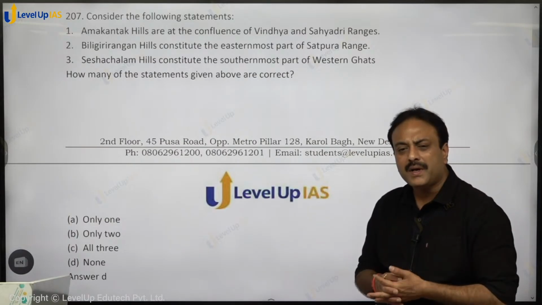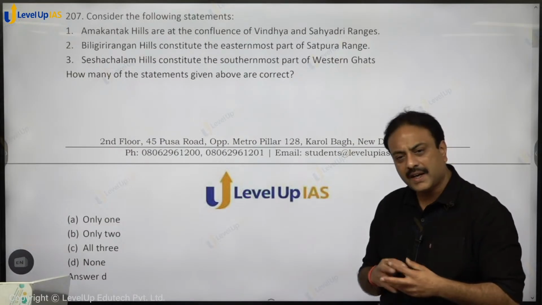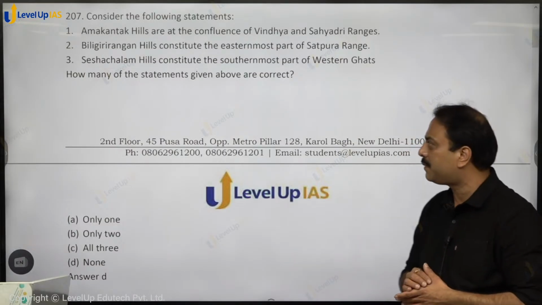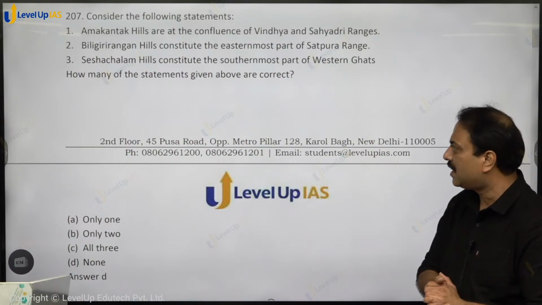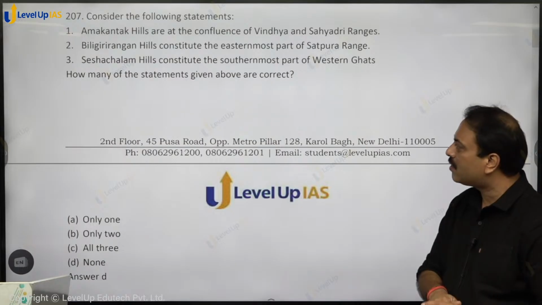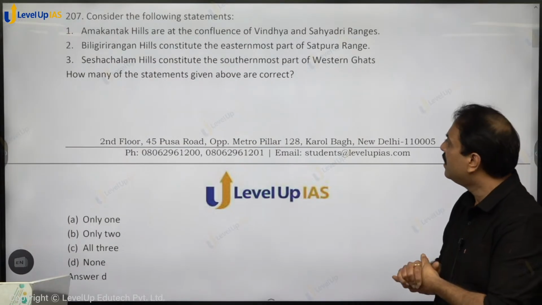Sheshachalam Hills, one of the prominent hills of Andhra Pradesh. Again, there is religious mythology related to this particular region, Sheshachalam. It is also part of Eastern Ghats, not part of Western Ghats. So the first statement is wrong, the second is wrong, the third is wrong. All 3 statements are wrong.